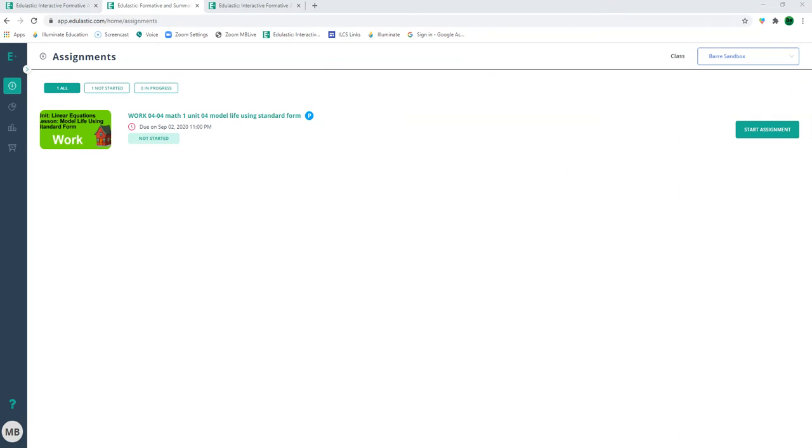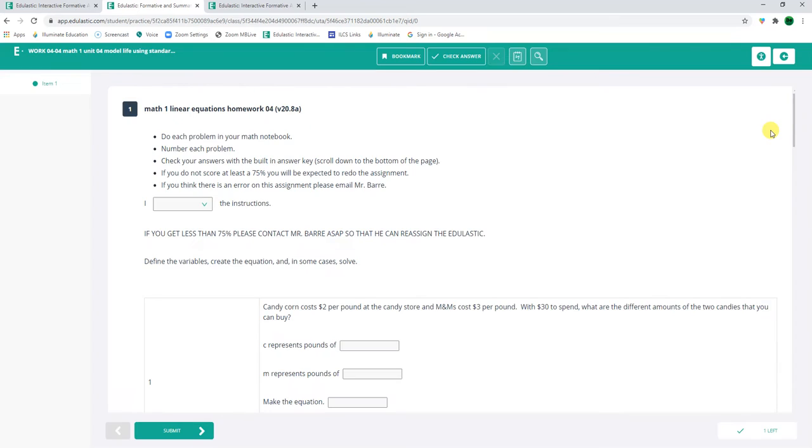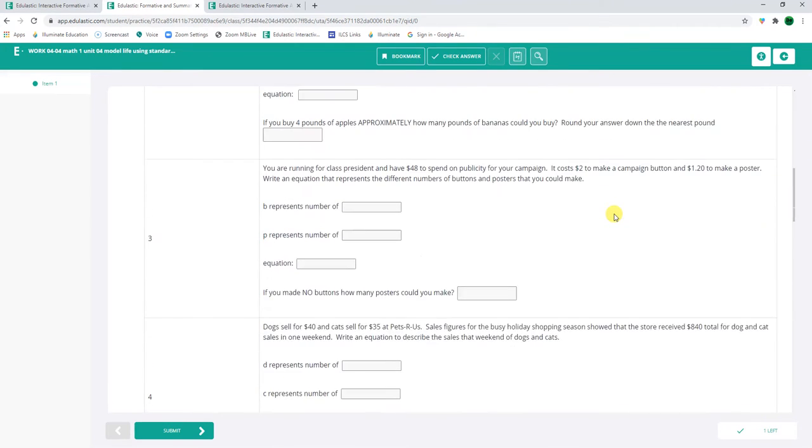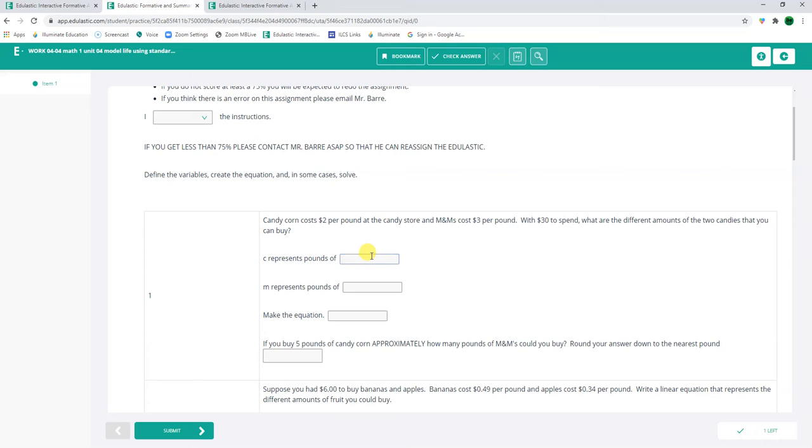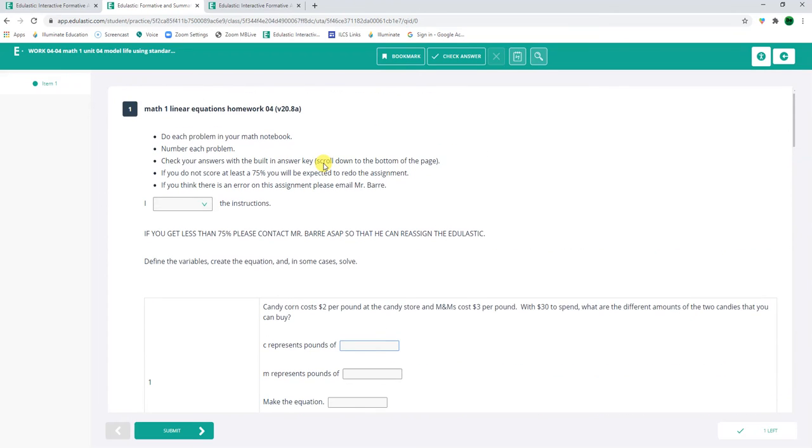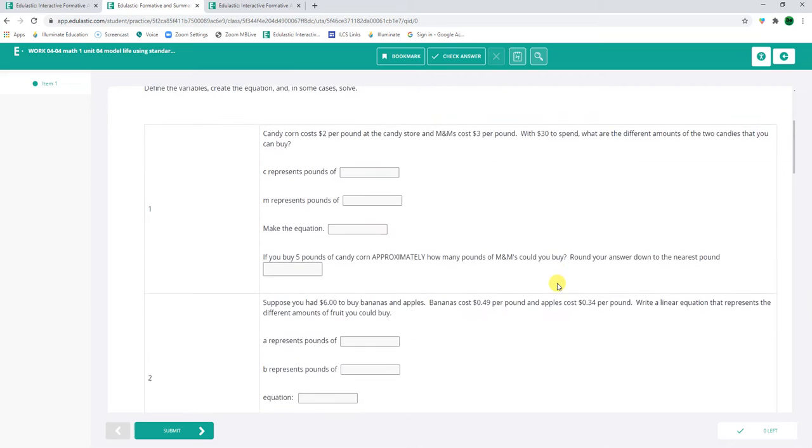I have my notebook out. Let's see what happens here. Nice. Okay. So do each problem in your math notebook, number each problem, check your answers with the built-in answer key. You got to get at least a 75. I have read the instructions.